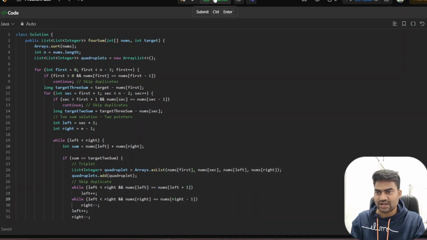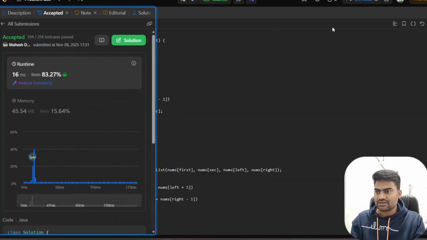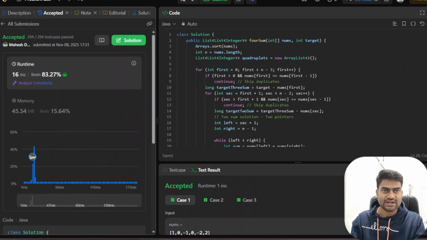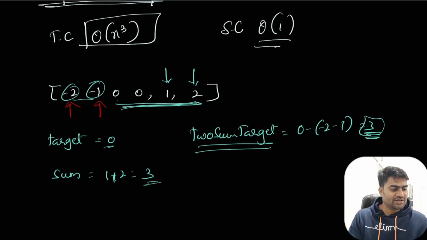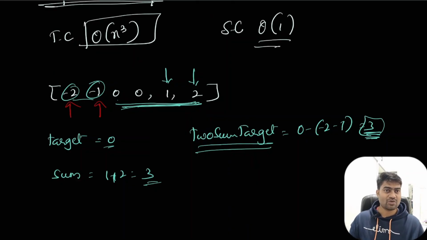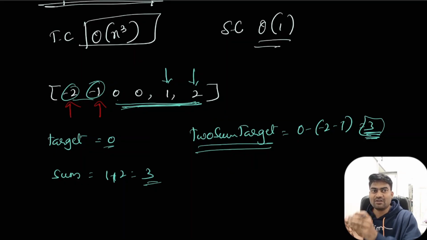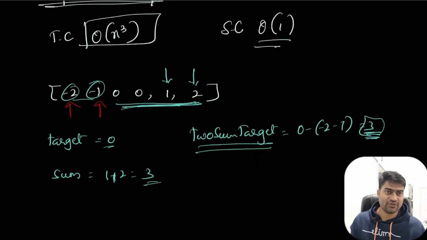This is accepted, and let me submit this solution. Now if you see, our solution got submitted successfully. This is the best way to solve such threesome or foursome problems. What we tried to do is reduce from 4-sum to 3-sum, then 3-sum to 2-sum. That way we traced back and we used the 2-sum problem to solve the 3-sum problem, then the 3-sum problem to solve the 4-sum problem. Hopefully I was able to make you understand this solution.